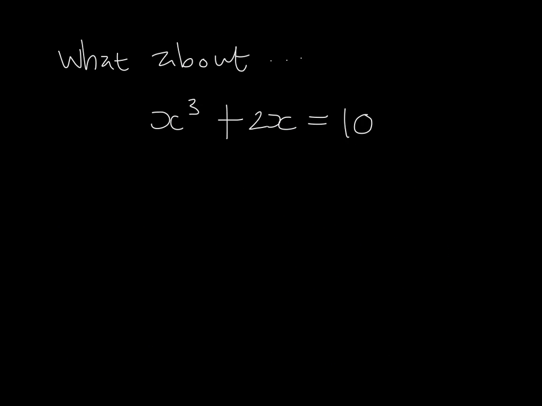What about x cubed plus 2x equals 10? Now this is a cubic equation. The highest power of x is 3, and we're going to need a slightly different approach in order to solve this equation, which is where trial and improvement comes in.